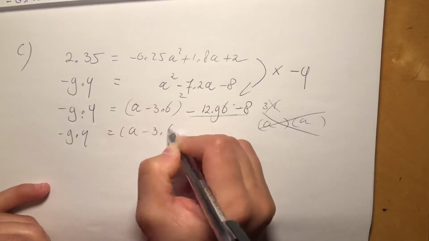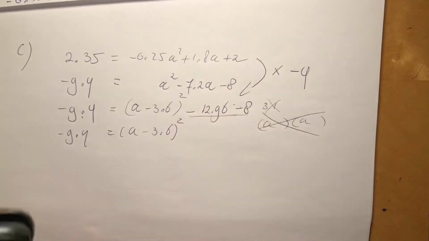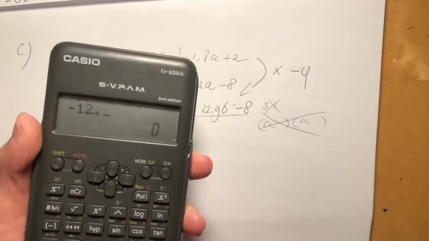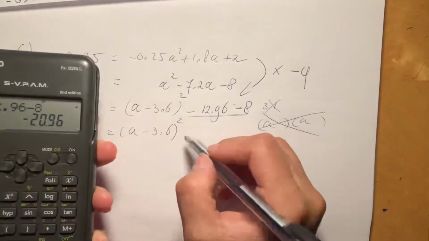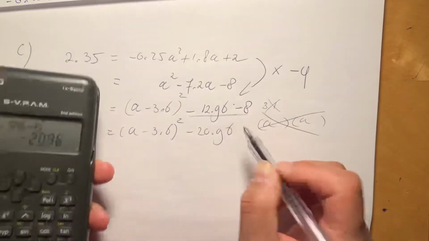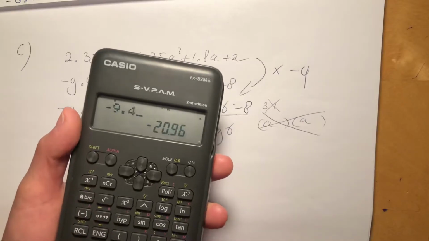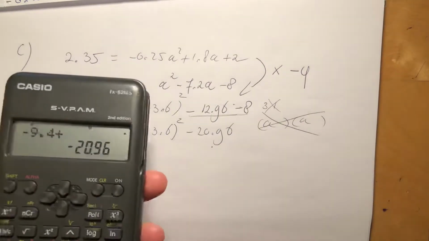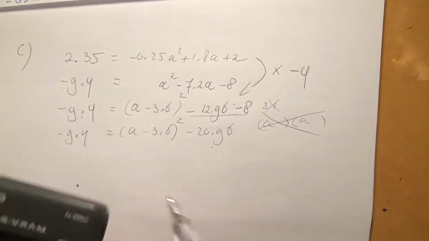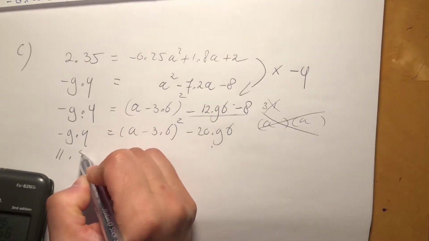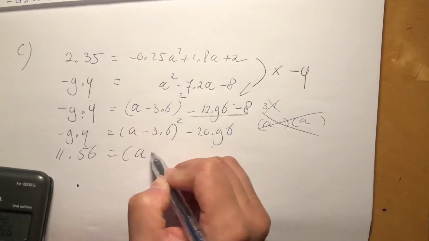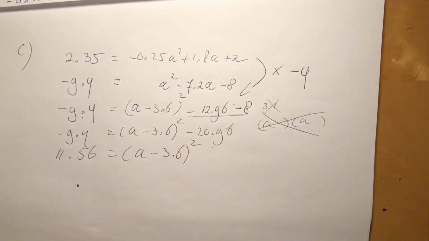A minus 3.6 to the power of 2 minus 12.96 minus 8 will become minus 20.96. This to that side is minus 9.4 and then plus 20.96. So you get 11.56 is equal to A minus 3.6 to the power of 2.